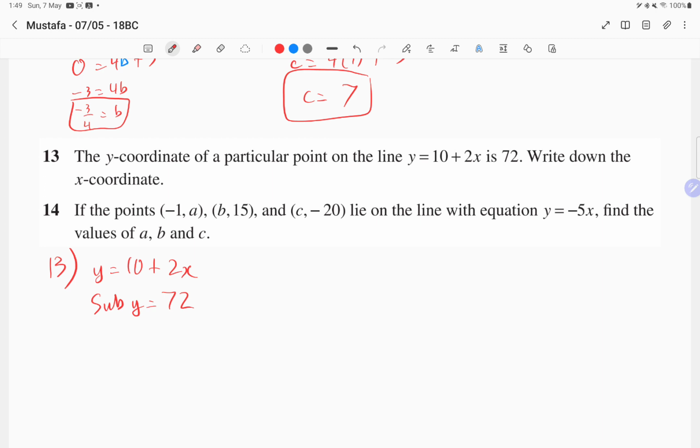Sub y for... What's the value of y that you will sub into the equation? 72. Yeah. So sub y equals 72.